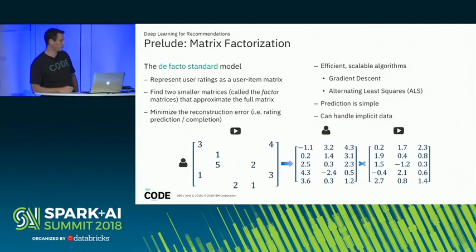So very briefly, again, matrix factorization is the de facto standard model today. It's really about taking the user and item rating matrix and finding a low-rank representation of it that can then be used to make predictions. This works really well because there are efficient, scalable algorithms for solving it. It works well in practice, and prediction is really simple. You just do a dot product between these vectors to make a prediction, or you find the cosine similarity between the item vectors to do item-to-item similarity. And it can handle the implicit data that I talked about before.